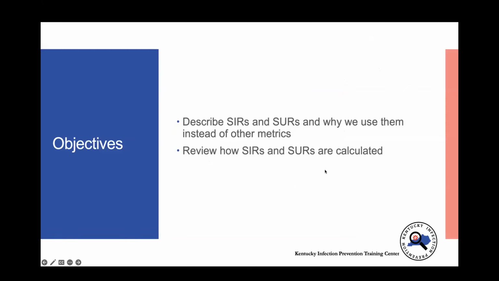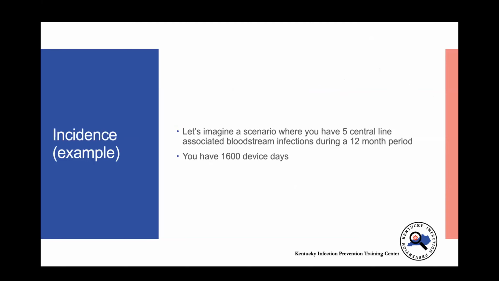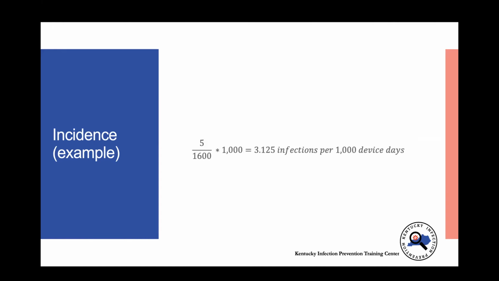Our objectives for this grand rounds are to describe SIRs and SURs and why we use them instead of other metrics, and then to review how they are calculated. As many of you are involved in infection prevention, you are, of course, tracking hospital-associated infections. So let's imagine a scenario where you have 5 central line associated bloodstream infections during a 12-month period, and during that same time, you have 1,600 device days. Going by the classical incidence, we would say that you had approximately 3 infections per 1,000 device days.